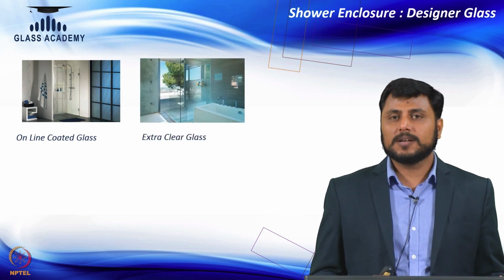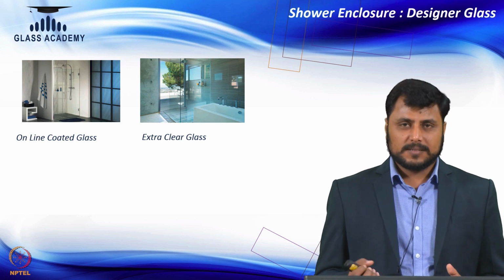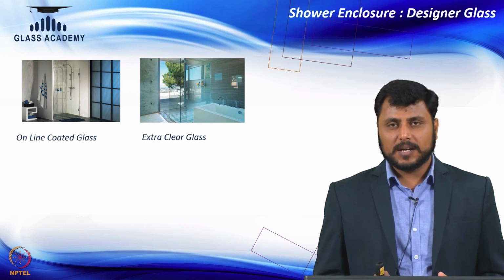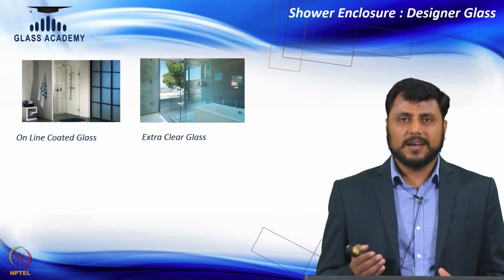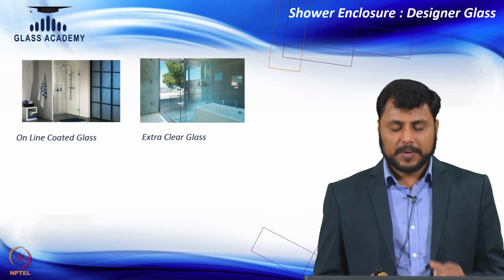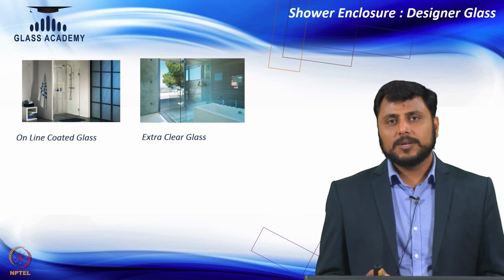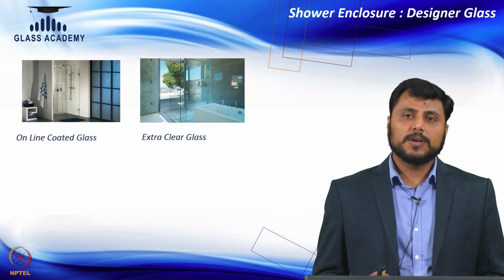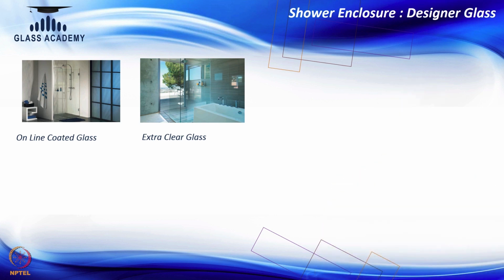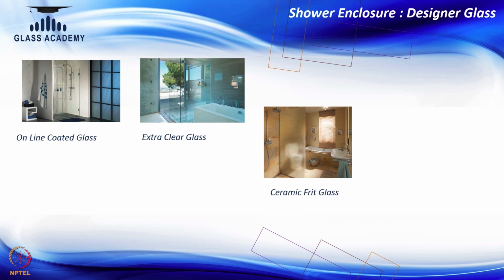Then second is extra clear glass. Extra clear glass, as clarity is the biggest part of a glass. So again, normally the glass which is being used has got 88 to 90% of clarity. But in this category also, people can use an extra clear glass, which is again going to enhance the aesthetic appeal of bathroom space. Then the third category which is available, as we discussed, that is frosted.